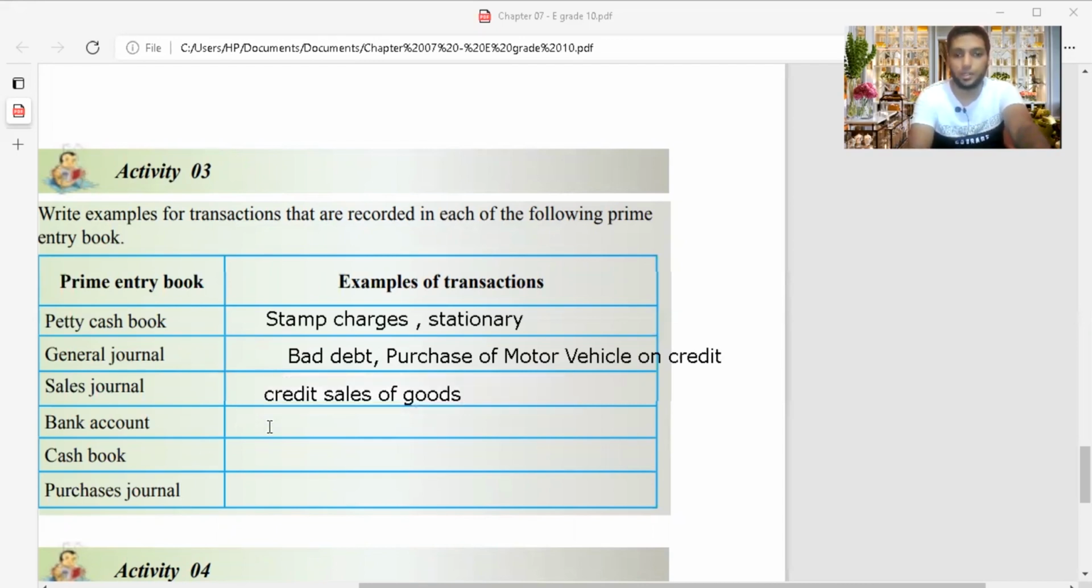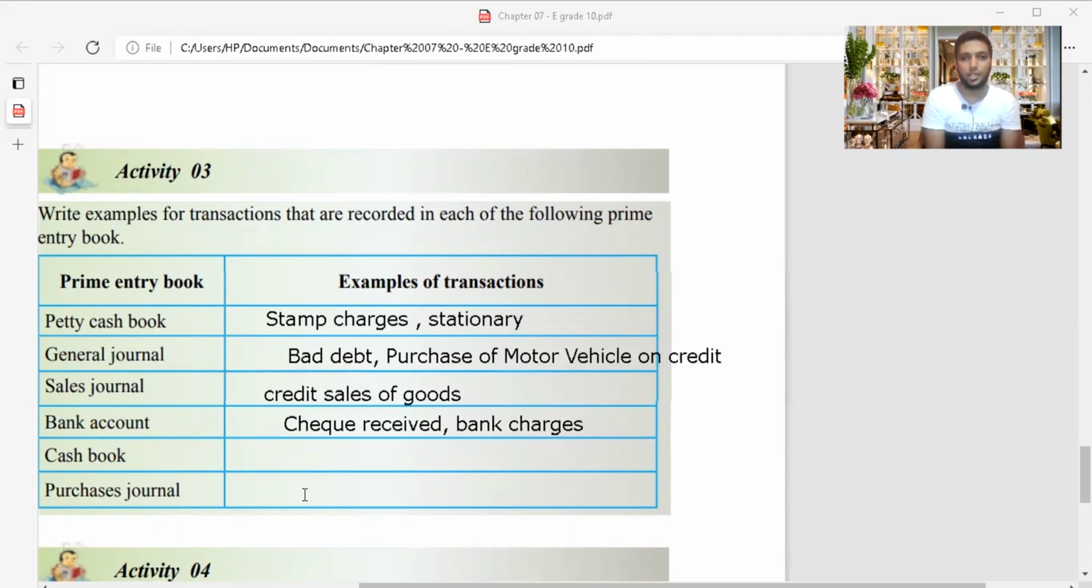Then the bank account, you can have any transaction, guys, like direct remittance, bank charges. All these things come under the bank account, guys. So checks received, bank charges. Okay, so I will remind you, all these things can come under it: checks dishonored, checks issued, checks realized.